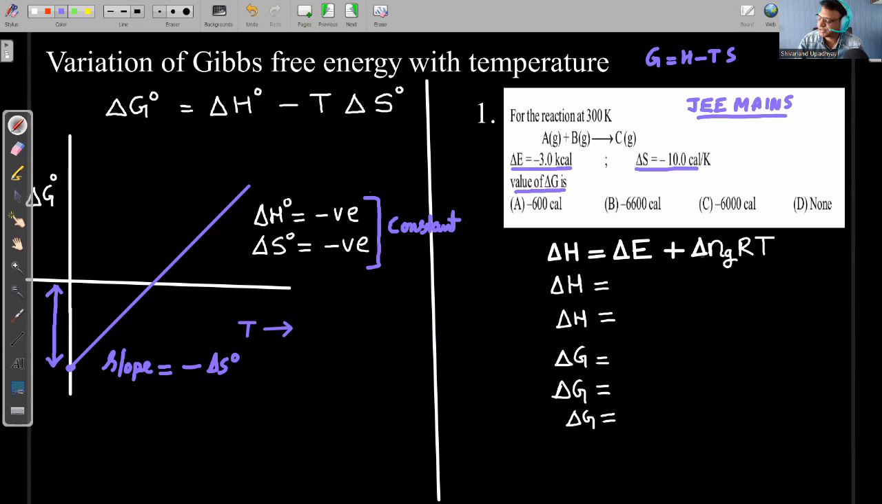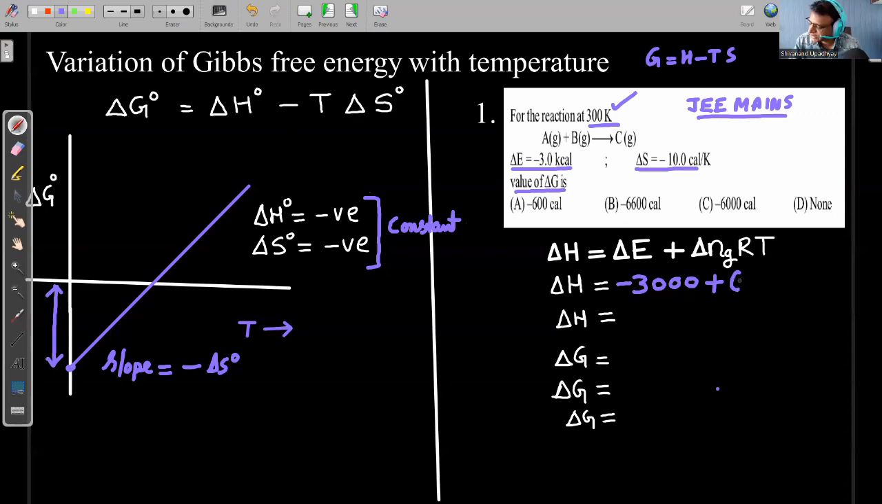Since pressure, volume, energy, nothing is mentioned about that, but temperature is mentioned, it is an indication that I have to assume these gases are ideal, and then I can apply this formula. So from here, I can write that change in internal energy is equal to minus 3 kilocalorie. So I'm writing in calorie, minus 3000 calorie. The value of delta Ng according to the reaction: right hand side 1 gas molecule, left hand side 2 gas molecules. So delta Ng will be minus 1. So we'll put here delta Ng is equal to minus 1.